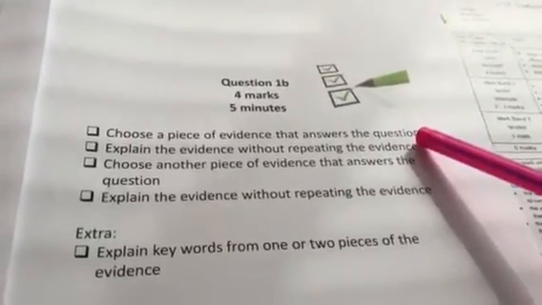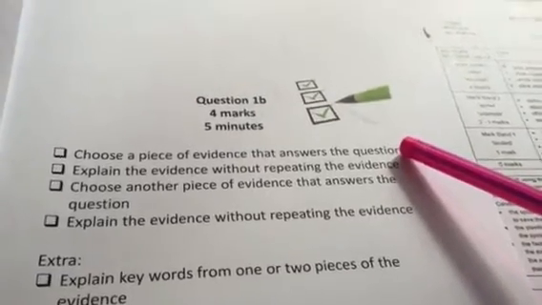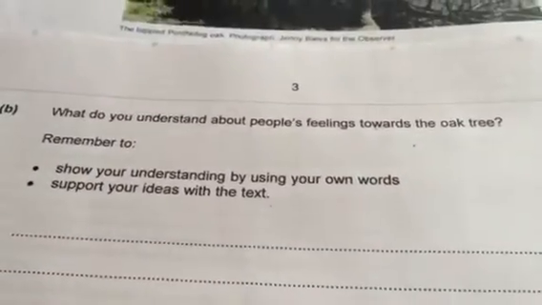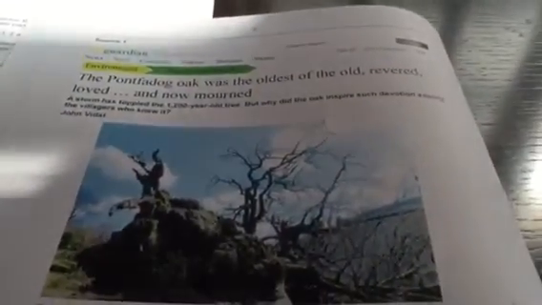It's got the checkbox here, which shows you it's going to be a checklist for how to answer the question. So first thing that you need to do is choose a piece of evidence that answers the question. So obviously you need to understand the question before you can find a piece of evidence that answers it. Okay, so for this one, what do you understand about people's feelings towards the oak tree? So what you would need to do is go back to the source, find a piece of evidence that shows a feeling towards the oak tree and write it down.